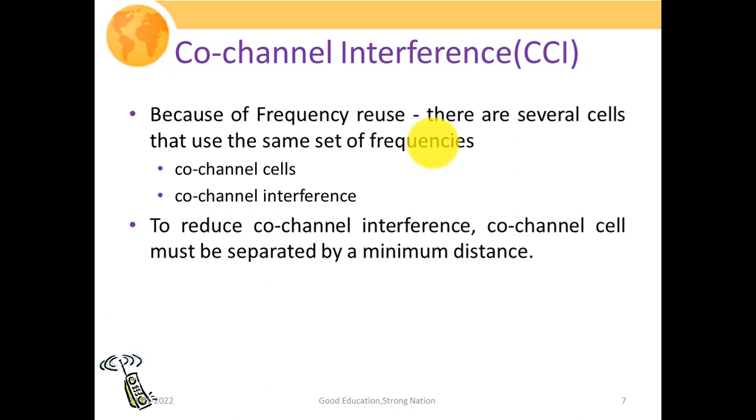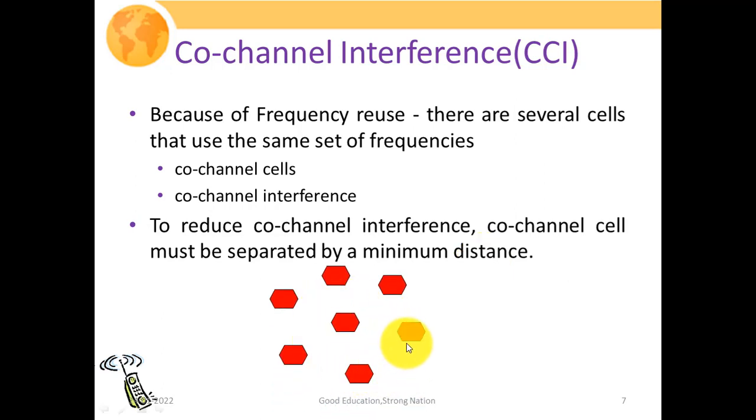the same frequency band. So those cells which are operating over the same frequency range or same frequency band are called co-channel cells, and the interference produced due to those co-channel cells is called co-channel interference. So in order to reduce the co-channel interference, what we can do is co-channel cells must be separated by a minimum distance, since this is a basic signal propagation phenomenon that with distance your signal strength will get reduced.